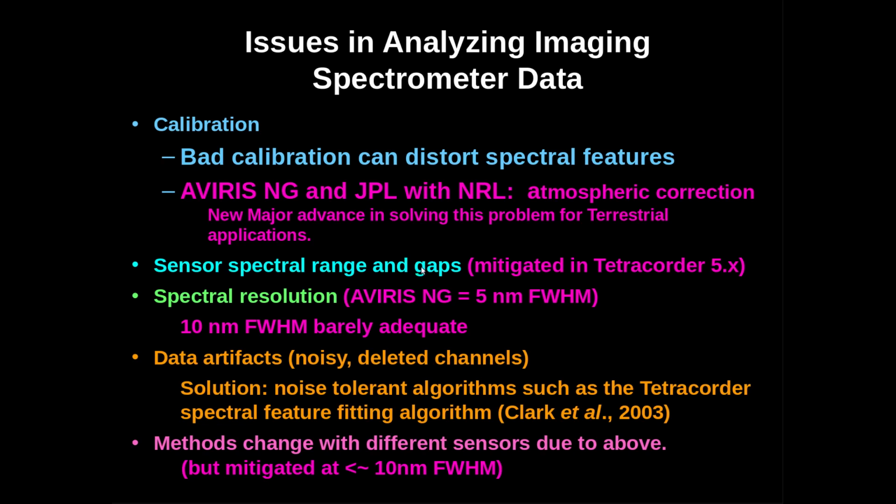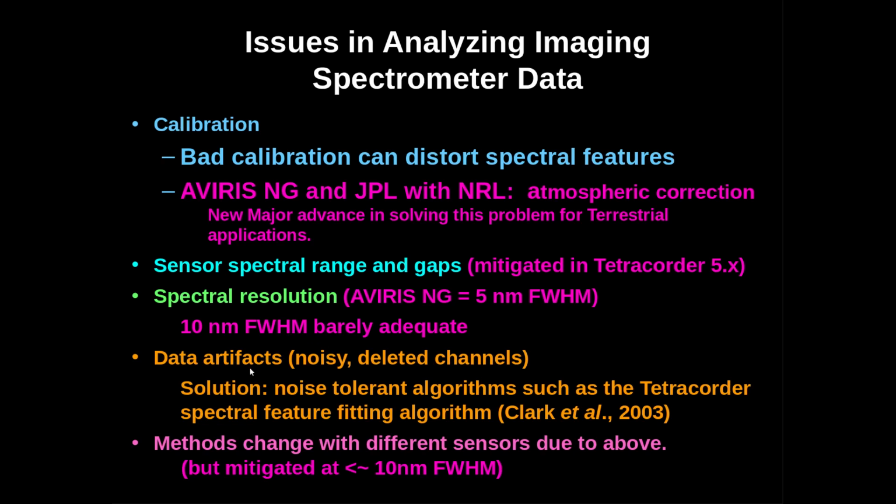Sensor spectral range and gaps, we've mitigated that in the Tetracorder 5 series. Before that, you kind of had to do a custom expert system for each spectral range and different spectral gaps. Spectral resolution, as AVIRIS or as the imaging spectrometers get higher spectral resolution, we can distinguish more cases. We've learned that 10 nanometer full width half max is barely adequate. It does a good job, but some things are difficult to distinguish.